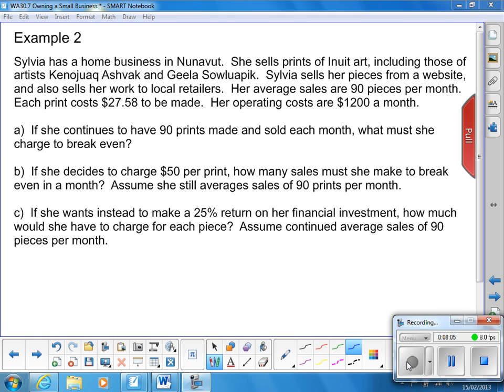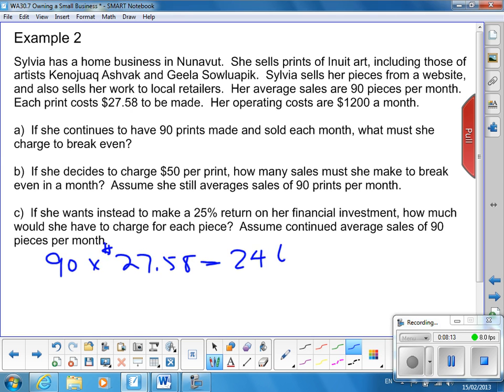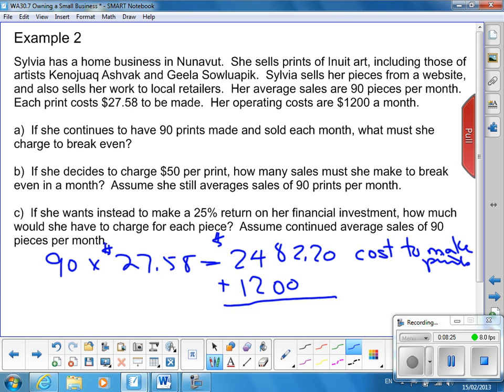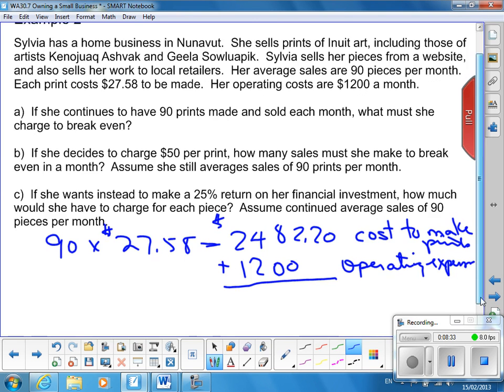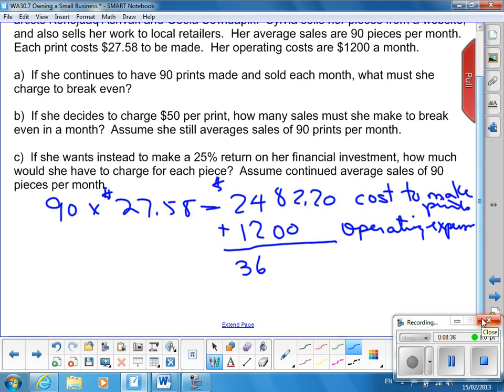Right, so 90 prints times $27.58 to make them. She spends $2,482.20 to make prints. We're going to add $1,200 onto that total because that's her operating expenses. So we're totaling up all her expenses for a month. And she has $3,682.20 of total monthly expenses.